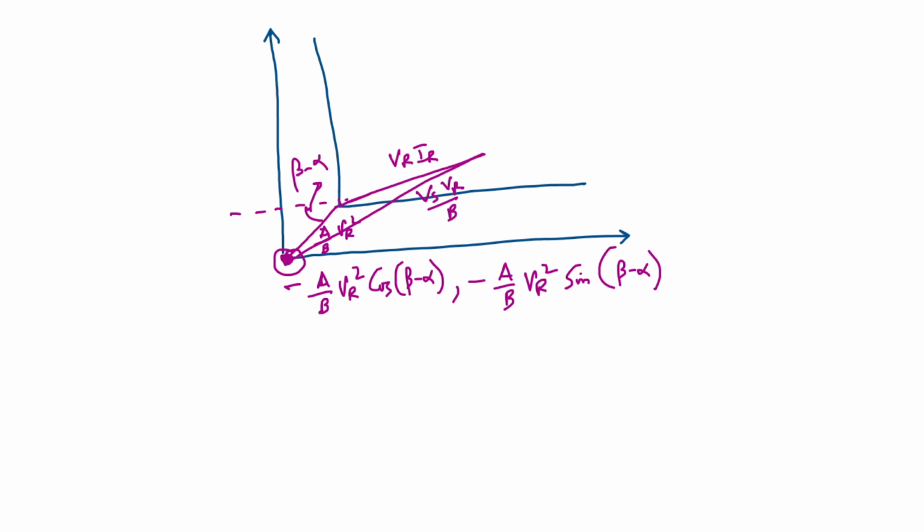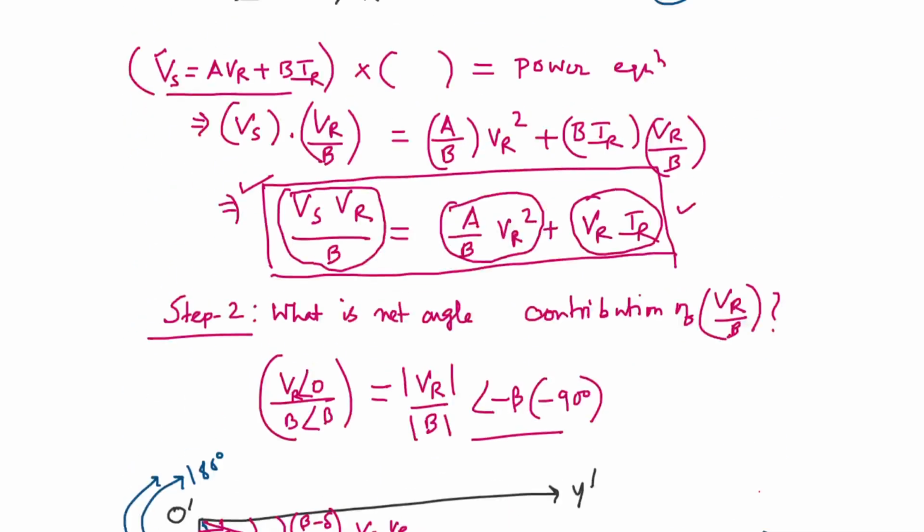This is VR IR, which is called the load line, and this is the power factor angle phi R. This diagram, this trace of locus, is the locus of the circle. So this is your receiving end power circle diagram, and we are getting this by the graphical method.